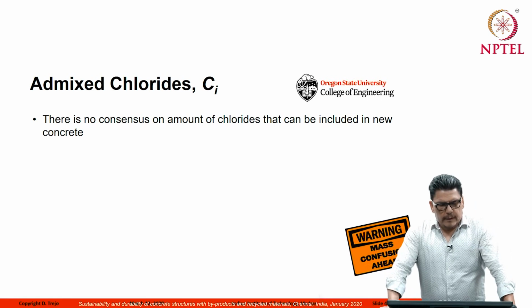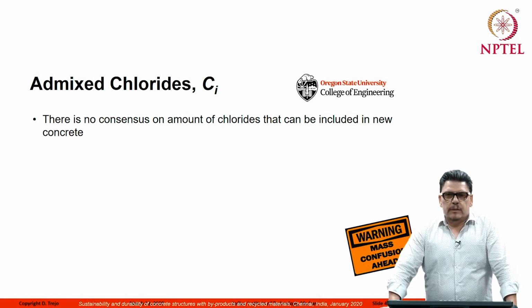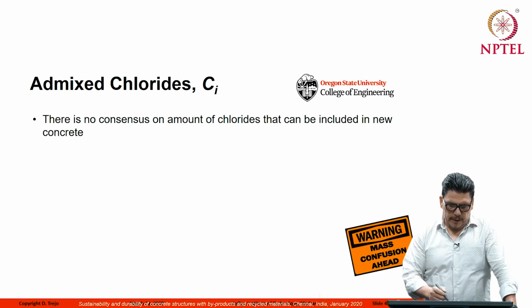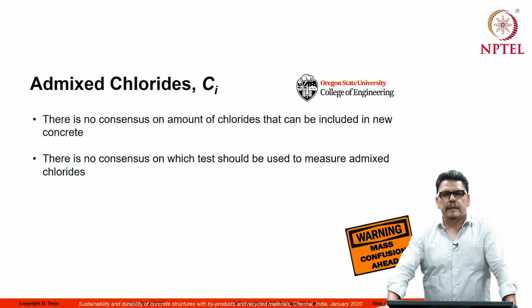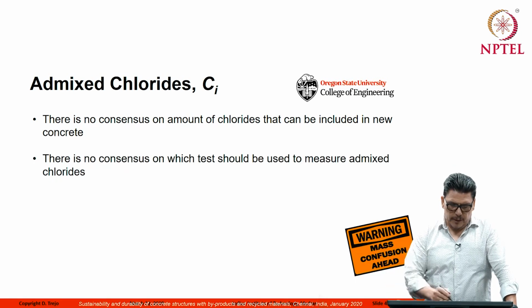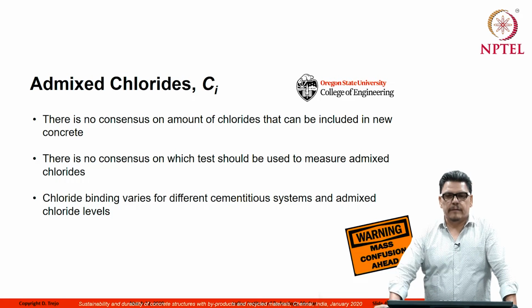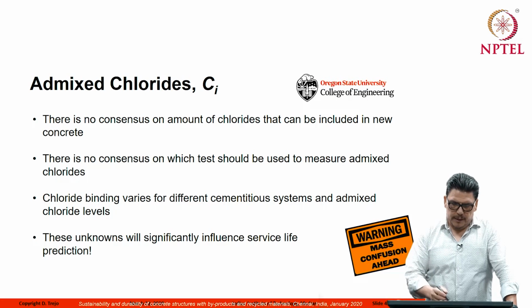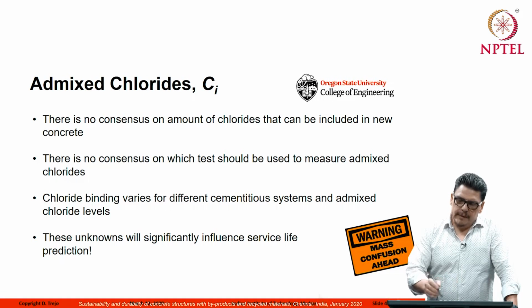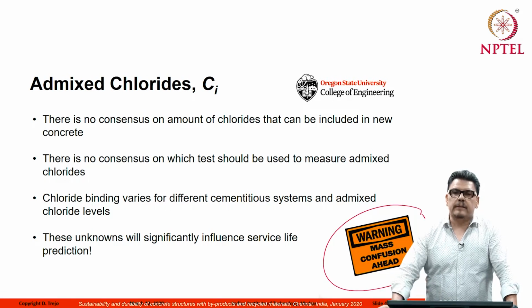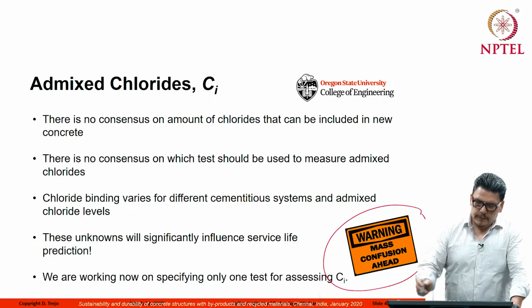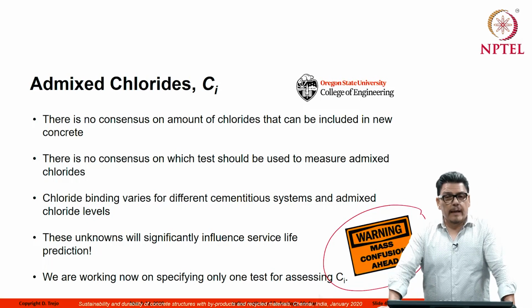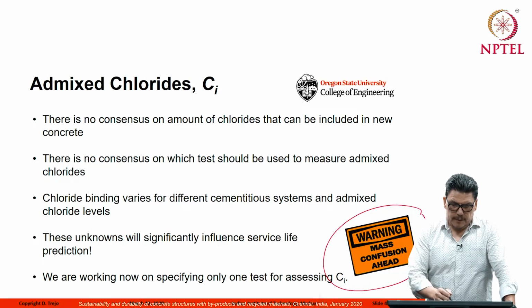So for admix chlorides, there's no consensus on the amount of chlorides that can be introduced to new concrete. There's no consensus on which test should be used to measure it. Chloride binding varies for different cementitious systems, and these all affect the time to corrosion and service life prediction. So although we're making some headway, there's still some mass confusion. We're working on it now, hoping to standardize the testing for it and make some progress.